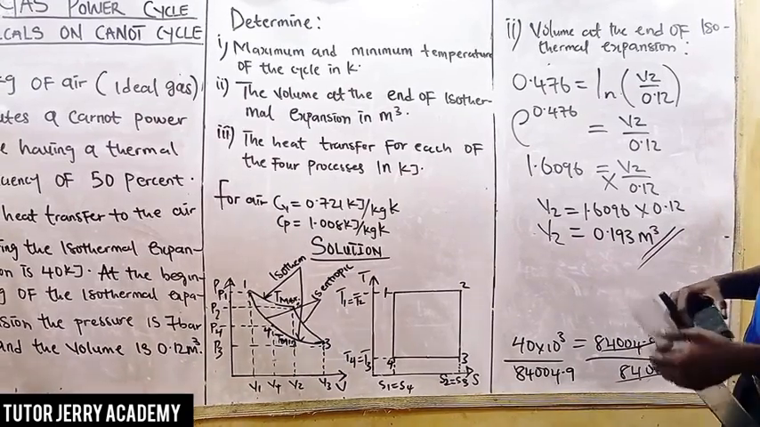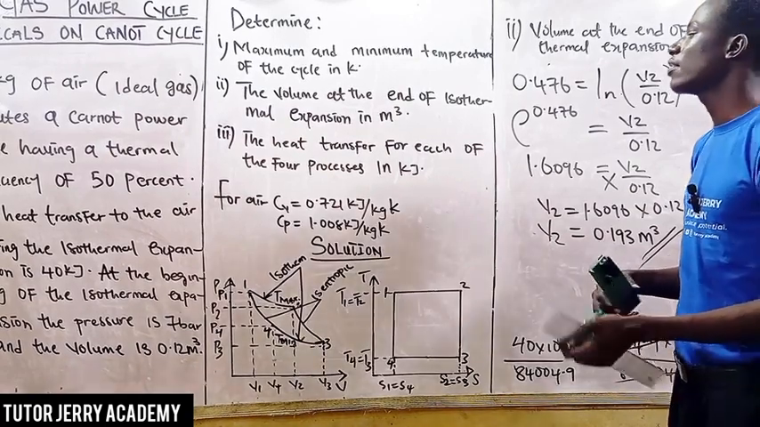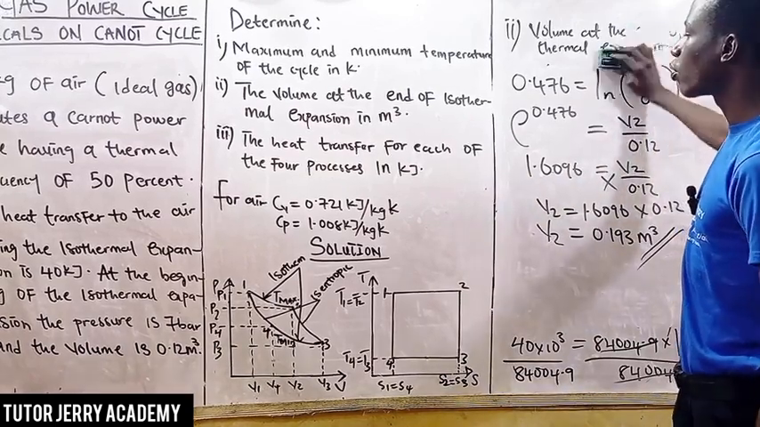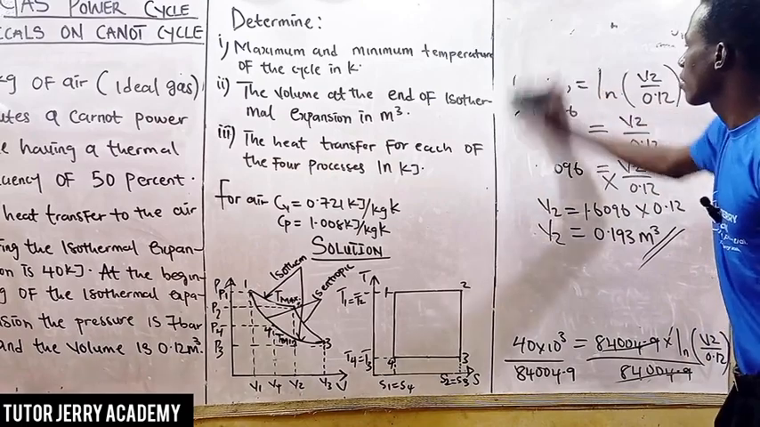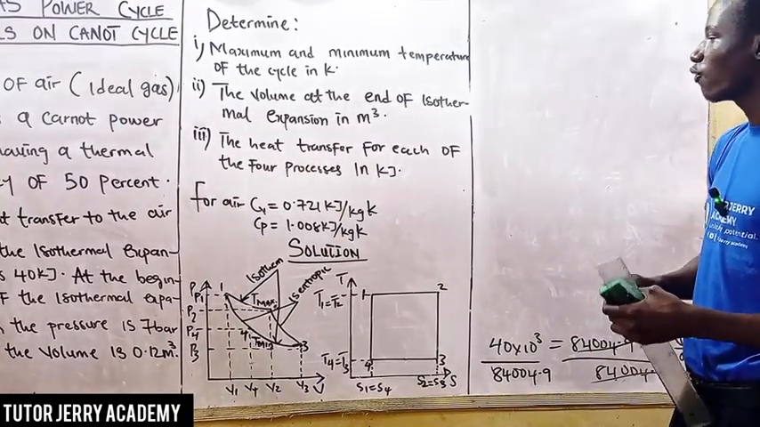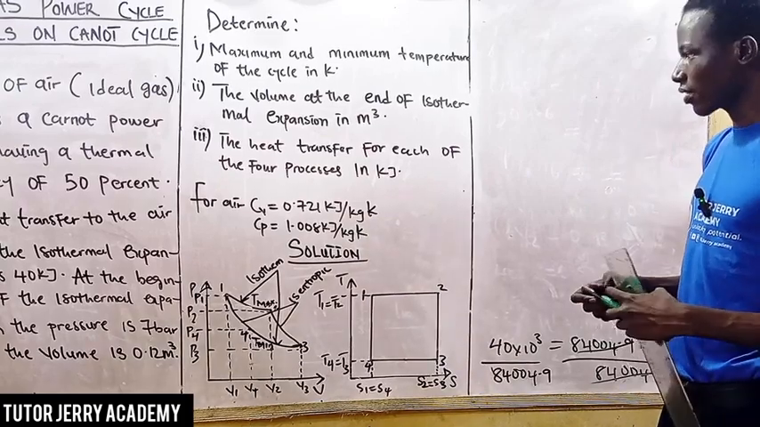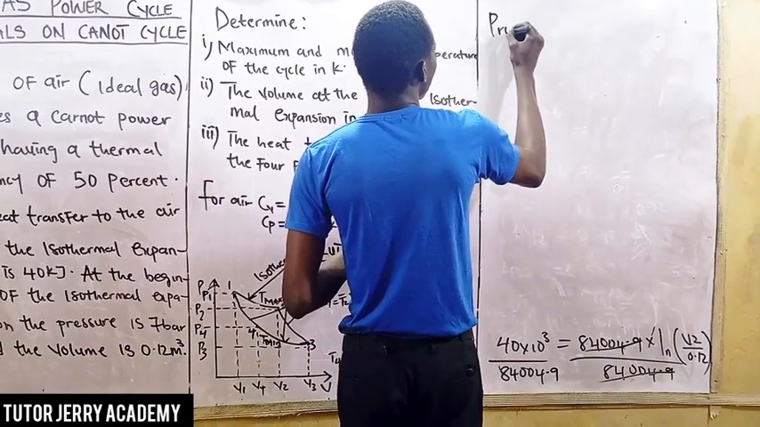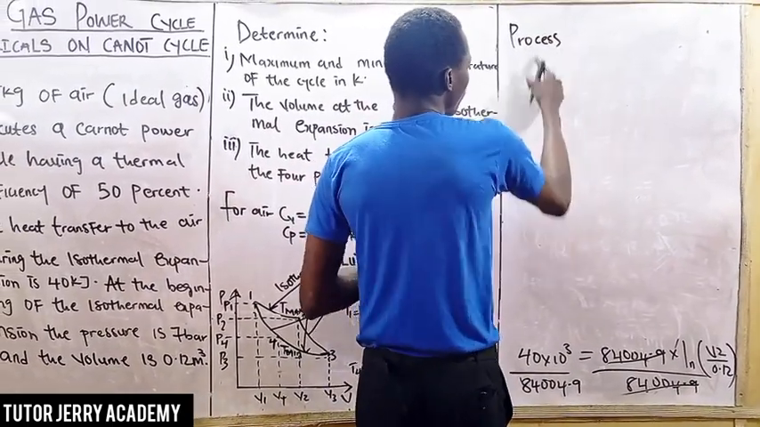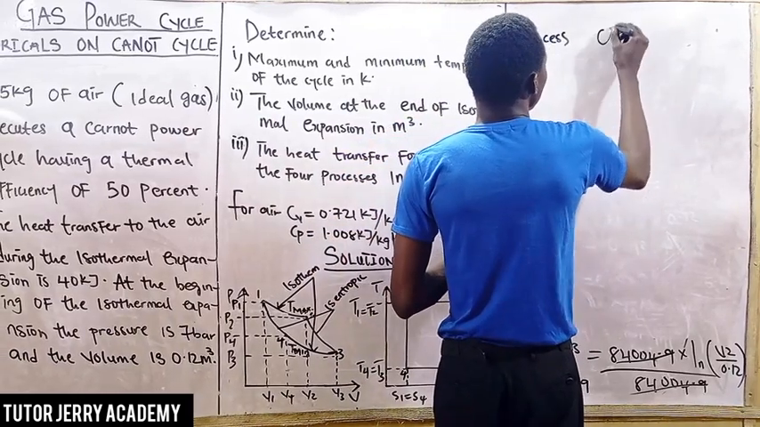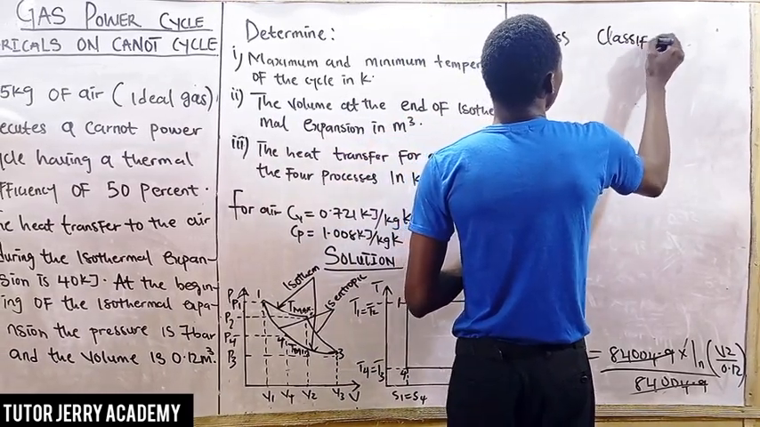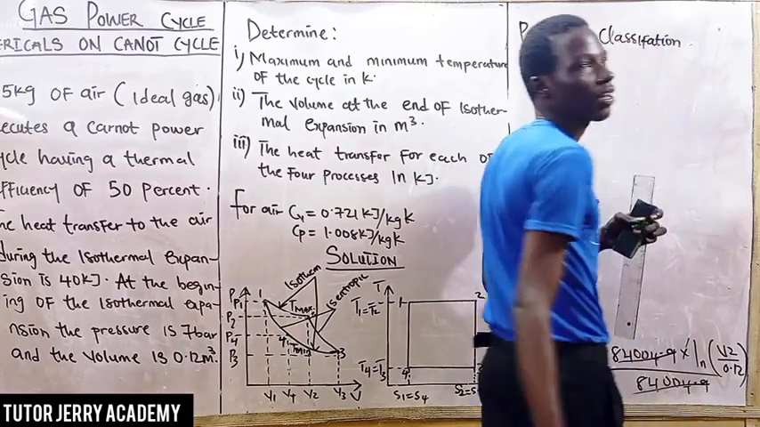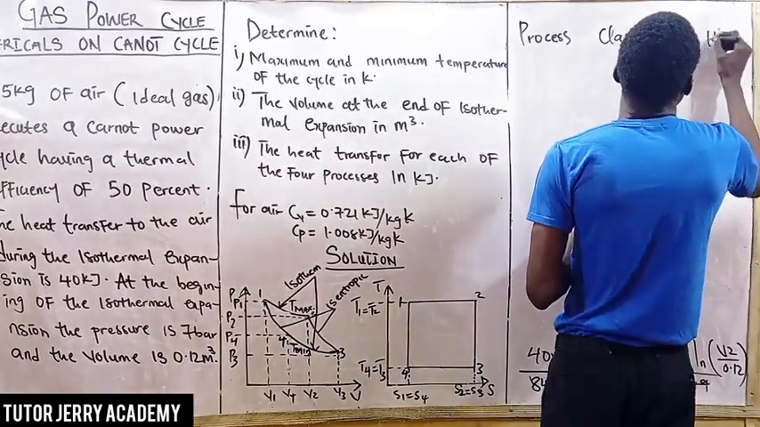Next, we are asked to find the heat transfer for each of the four processes in kilojoules. We are looking for the heat transfer for each of the four processes. Now, what are we going to be doing? This line will be for our process, and here we have the heat transfer.